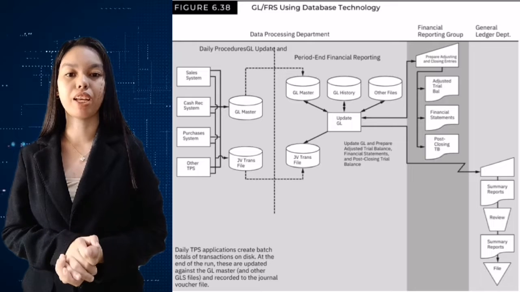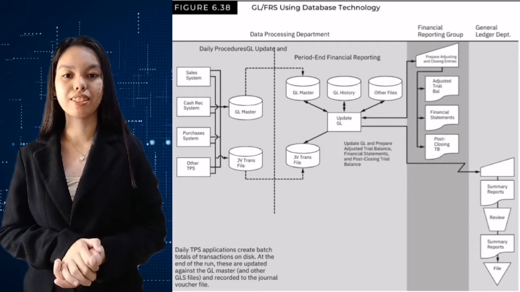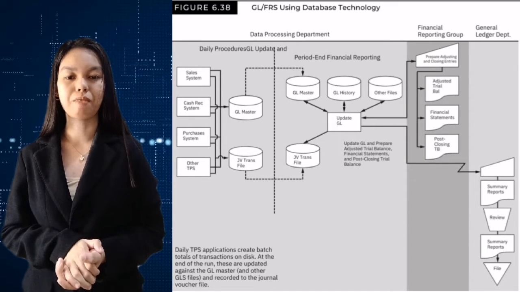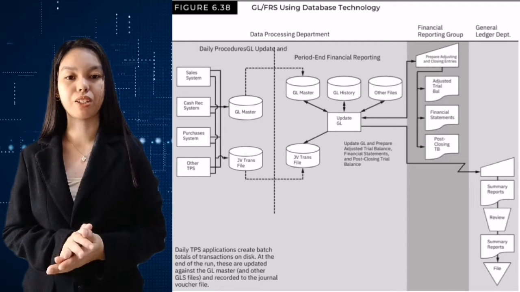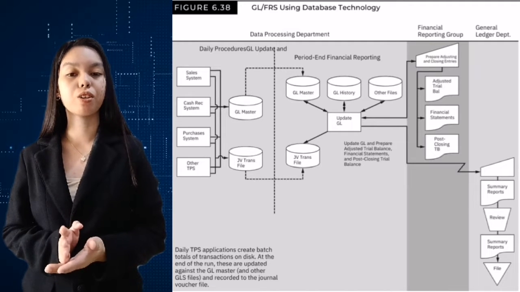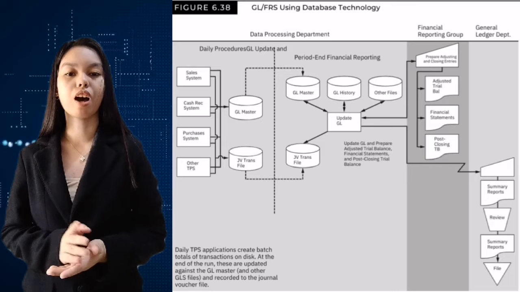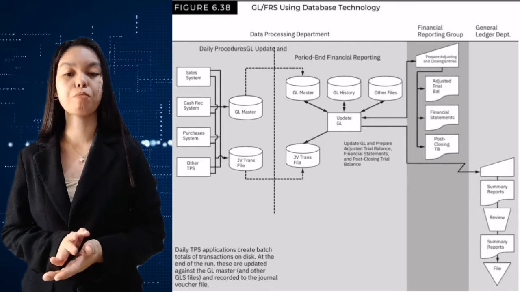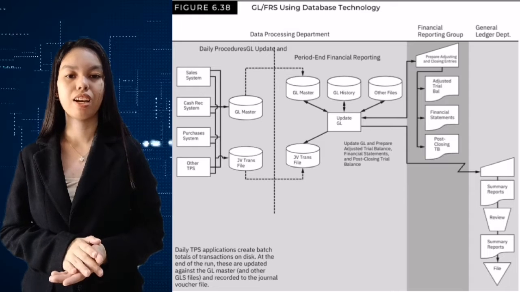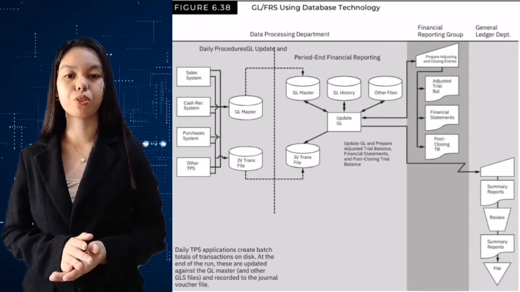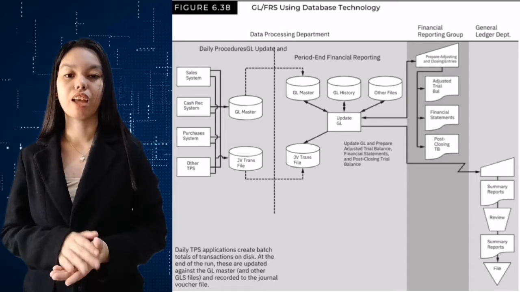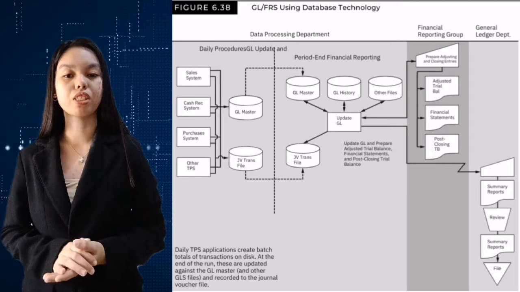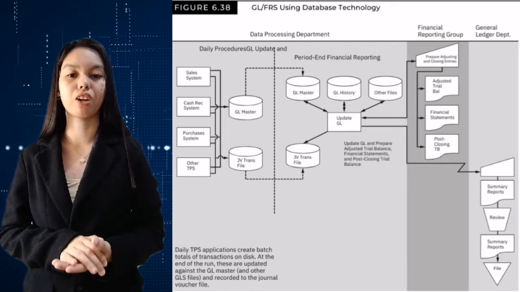Then there will be an update on the general ledger using GL master and GL history. Then, the financial reporting group prepares adjusting and closing entries and produces hard copies of adjusted trial balance, financial statements, and post-closing trial balance. The general ledger department produces summary reports, then reviews the summary reports and finally stores them in the record files.